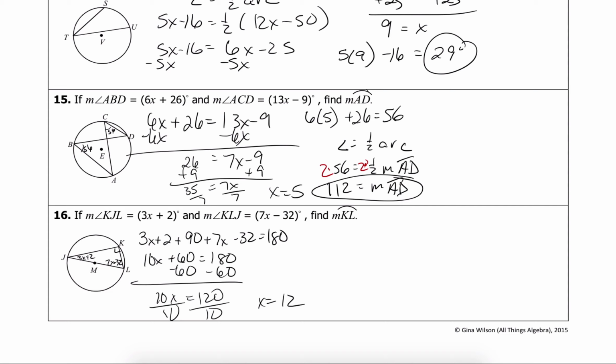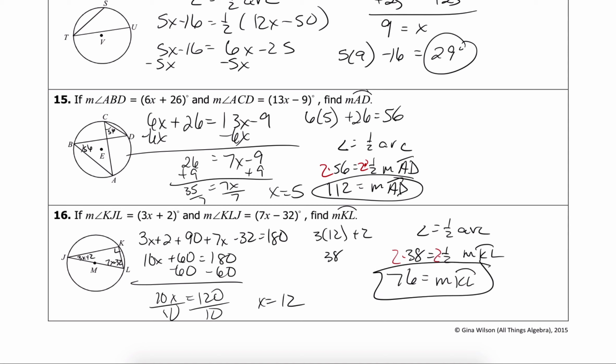Now, what are we trying to find here? I'm trying to find this arc, KL. So I'm going to put this in here because I know that the angle is half the arc. So I'm going to do 3 times 12 plus 2. 36 plus 2 is 38. So remember, the angle is equal to half the arc. It's going to be 38 is equal to half of KL. So I'm going to multiply both sides by 2. And that'll give me 76 equals the measure of arc KL.